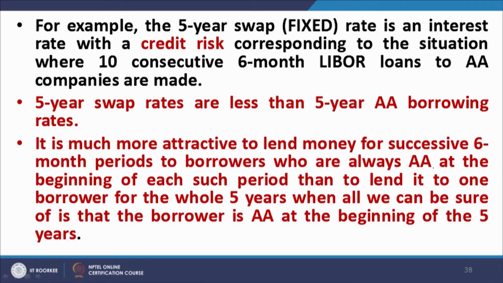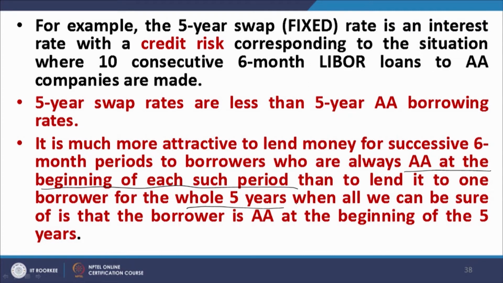So, let me read it out now. It is more attractive to lend money for successive 6-month periods to borrowers who are always AA at the beginning of each such period. This is important. AA at the beginning of each such period than to lend it to one borrower for the whole 5 years, when all we can be sure of is that the borrower is AA at the beginning of the 5-year period. So, that is basically the difference.